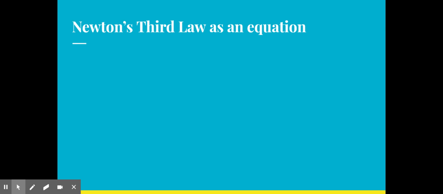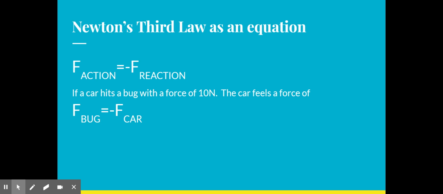Now, we can also talk about Newton's third law as an equation. If we wanted to write it like that, it would be the action force is equal to negative the reaction force. So equal and opposite. If a car hits a bug with a force of 10 newtons, then the car would feel a force of, well, in this case, I've labeled the forces F bug for the force on the bug and F car for the force on the car. So just switching stuff around, I would get the force on the car is negative 10 newtons.